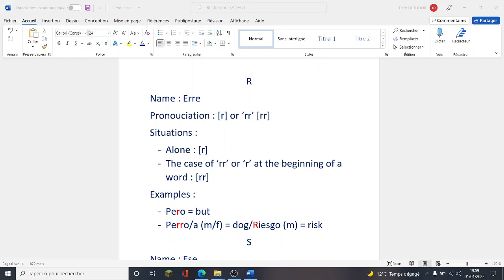For example, we have pero, which is but. We have perro or perra, which is masculine or feminine and means dog. And we have riesgo, which is masculine and means risk. And in this last case word, you have to pronounce riesgo as if it was a double R, because it's at the beginning of the word.